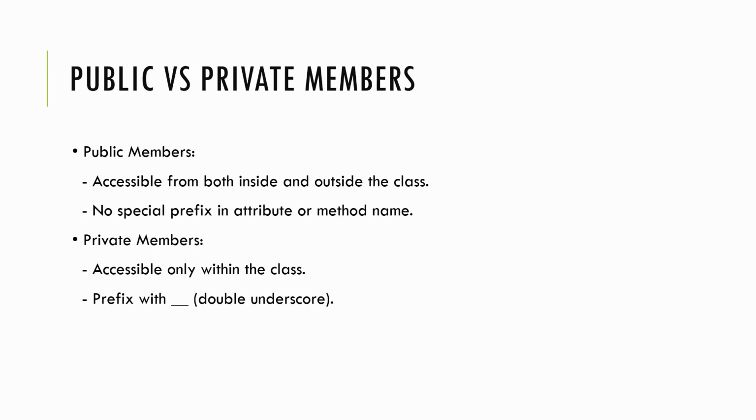In a class, we define two types of members, public and private. Public members are accessible from both inside and outside the class, meaning they can be freely modified. On the other hand, private members are intended to be accessed only within the class itself. By making certain members private, we protect the integrity of the data and prevent accidental modifications.